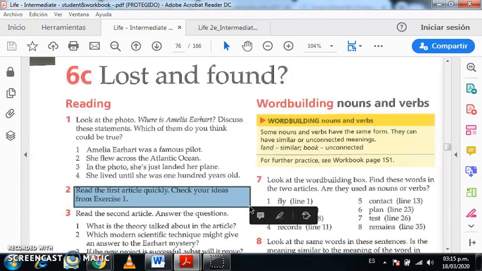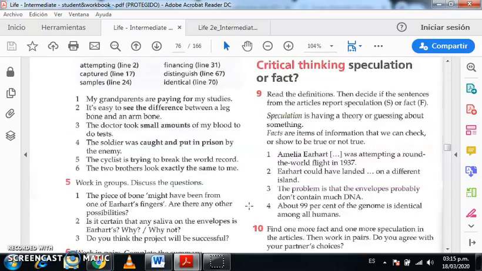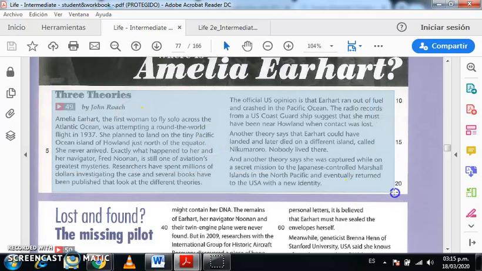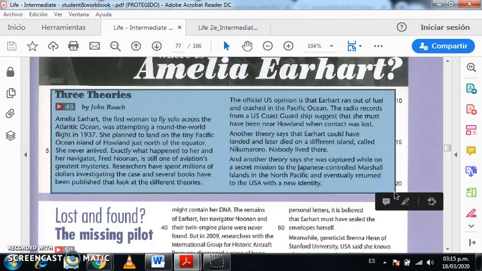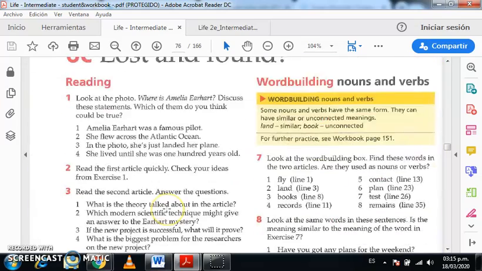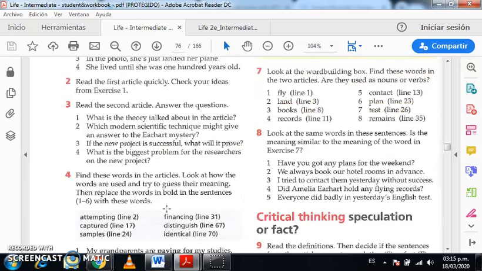Yes, you have to read the article and you have to check your ideas. This is the article. This part, which says 3 theories. You're going to read that and you're going to check your ideas, if they are true or false. Then we're going to do activity number 3.